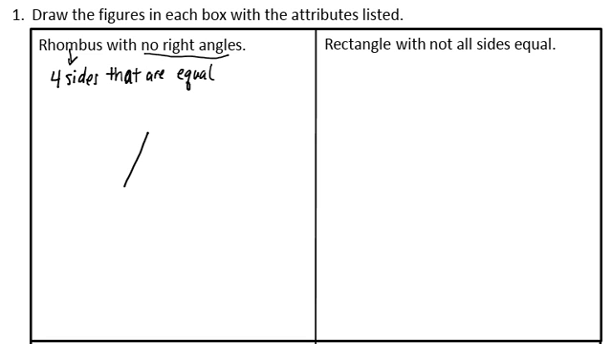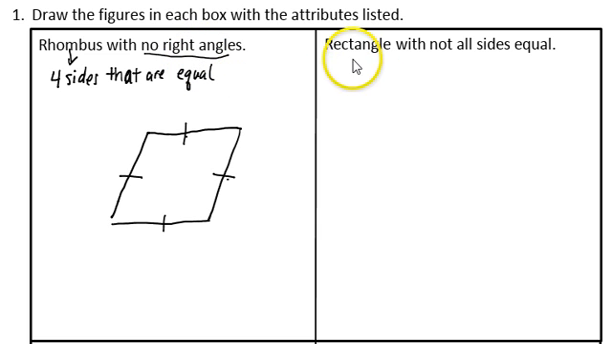So I'm just going to draw a shape that has approximately the same length for all 4 sides. I'm going to draw these hash marks, and in geometry that means that every time you see a matching hash mark means that the length of each of those sides is the same measurement. So there's my rhombus, 4 equal sides but no right angles.